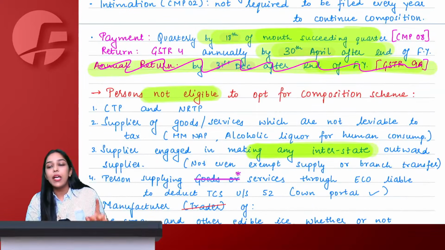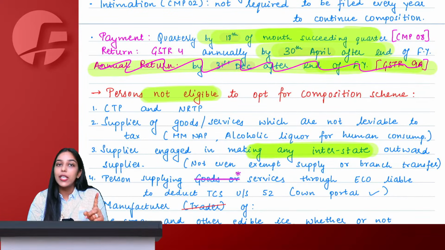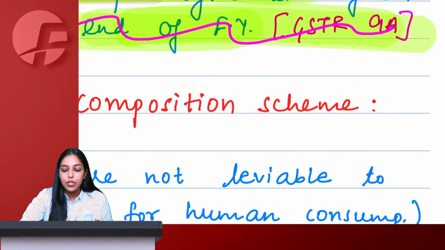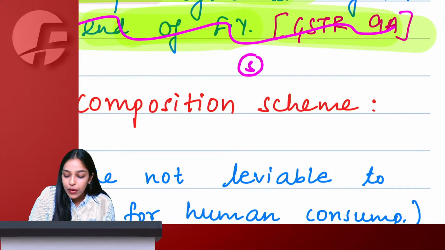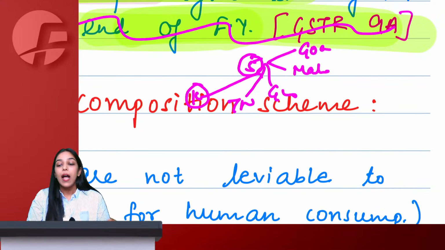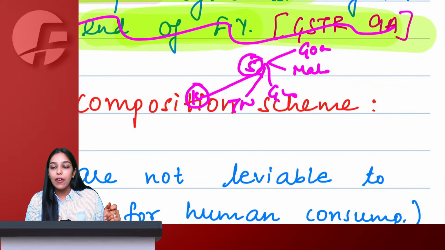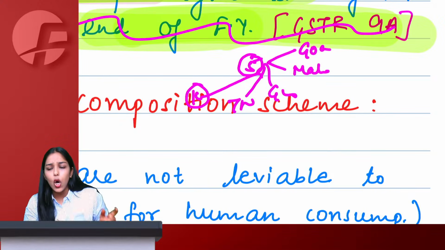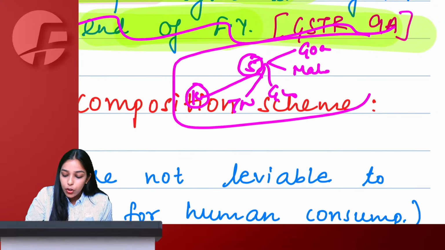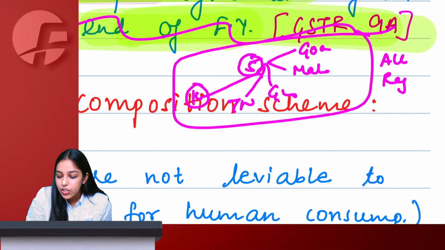Also, if you are becoming a composition person for one of your registrations, you will have to become a composition person for all of your registrations under the same PAN. So if I have 5 offices, one in Goa, one in Maharashtra, one in Gujarat, one in Tamil Nadu, and one in Karnataka, I have to opt for the composition scheme for all the registrations.